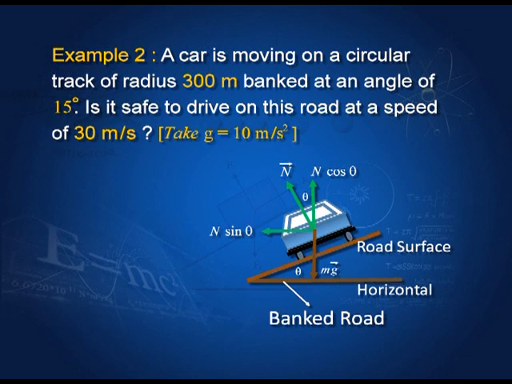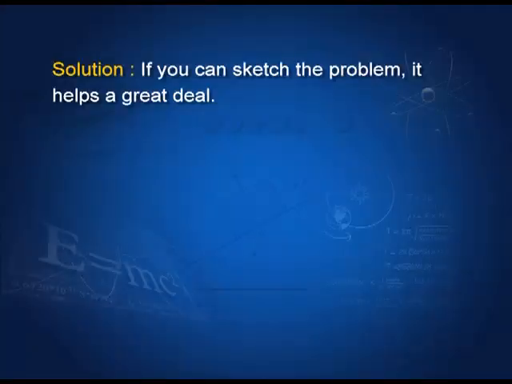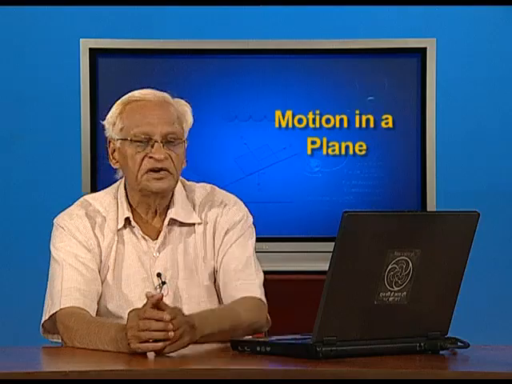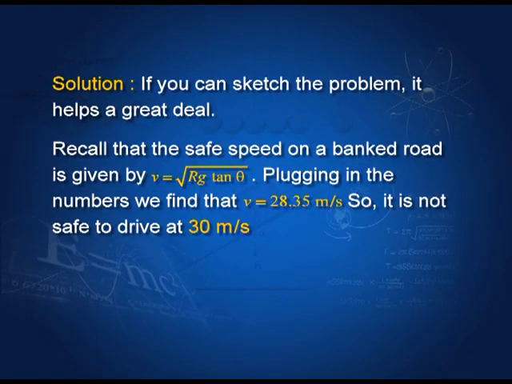So, just to recapture, I am writing these equations. N sin theta is m v squared by r. You remember from the last lecture, N cos theta is mg, and we have made the various components shown here. If you can sketch the problem, it helps a great deal. That is why I tried to sketch this problem. Recall that the safe speed on a banked road is given by the root of r g tan theta. So, we plug the numbers and we find that v is 28.35 meters per second. So, driving at 30 meters per second on this road is not safe.